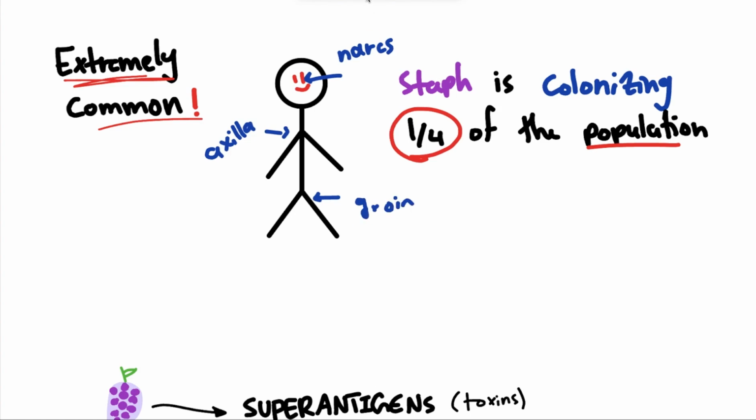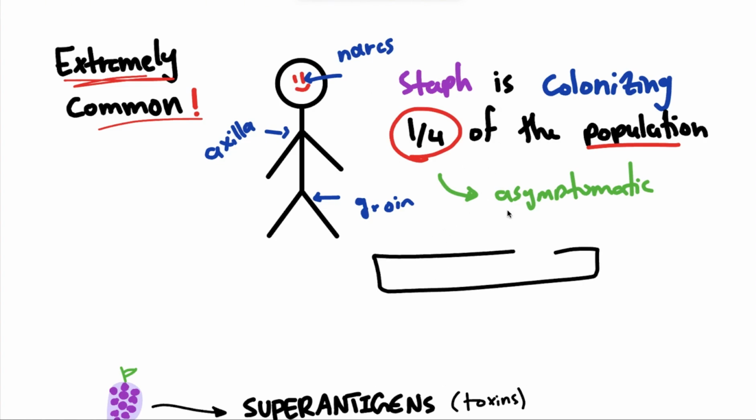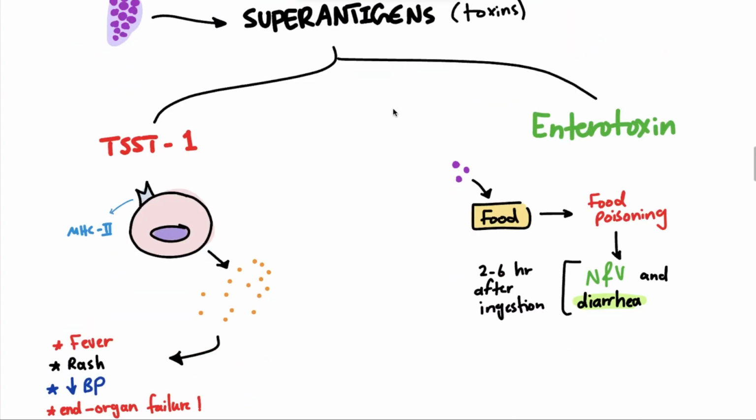Now, these individuals, they don't develop any symptoms. They're mostly asymptomatic, unless you have some situation like being immunocompromised or you have a breach in your skin, that this bacteria is going to make its way through and penetrate your skin, causing infections. Shortly, we're going to talk about what it exactly causes, but for now, let's discuss the superantigens.